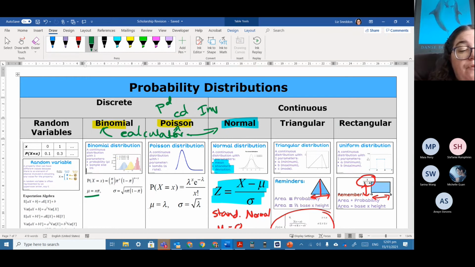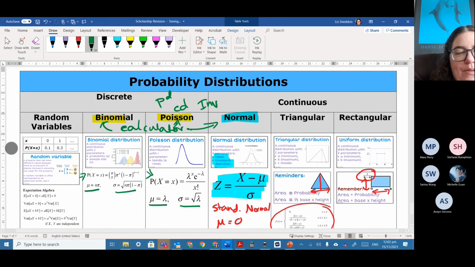There are a couple of extra formulas on our formula sheet, mean and standard deviation. They sometimes might ask you to calculate the mean and standard deviation of a binomial or Poisson. And again, there's the probability formula, which we try to avoid using most of the time because we can use our calculators for nearly everything we want to do.